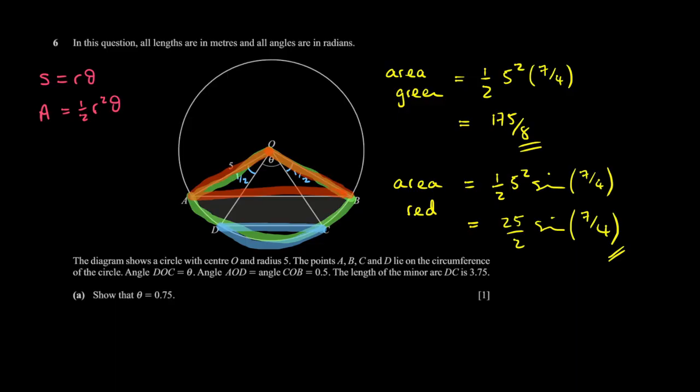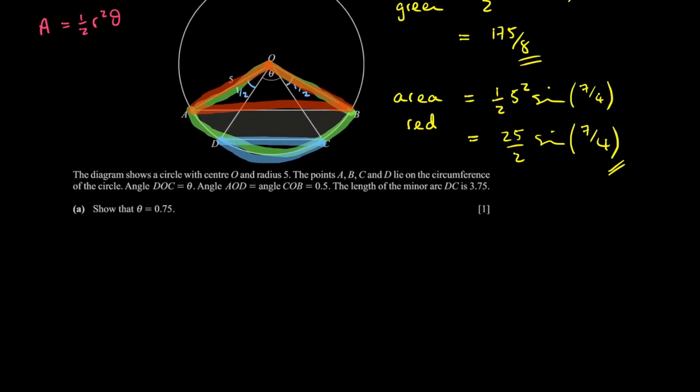Okay, so we've got the green, we've got the red. So now the only thing we need to do is find that blue region here, right? This blue region. So how can we do that? Well, the blue region is going to be the sector, that guy, minus the area of this triangle. Okay, so the sector OCD minus the triangle OCD. So how can we do that? Let me go down here.